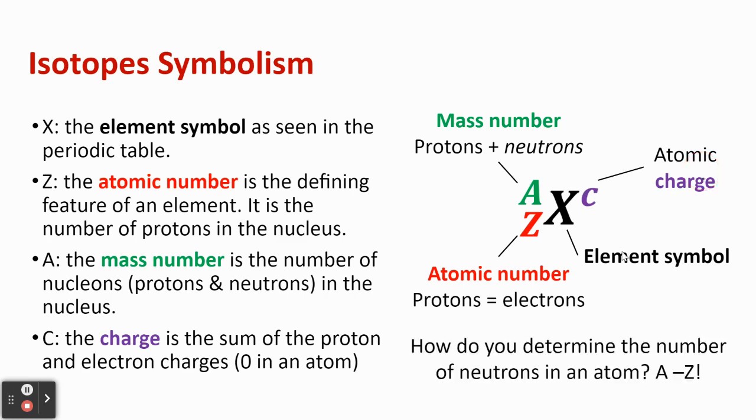How do we determine the number of neutrons in an atom? If the mass number is the number of protons and the number of neutrons, and the atomic number is the number of protons, if we take the mass number and subtract the atomic number, that'll give us the number of neutrons.